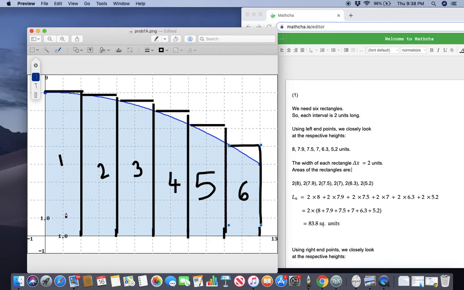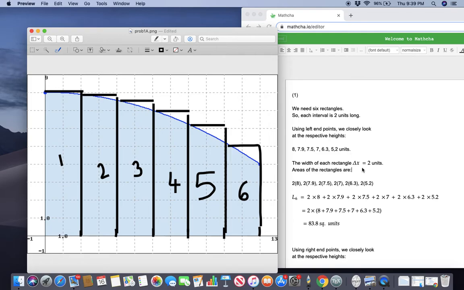So what's the area of each rectangle? Width is 2. What about the height? For the first one, height is 8. The second one, height is a little less, 7.9. Third one, it's even less, 7.5. Fourth one, height is 7. Fifth one, height is 6.3. You see, less than. And the last one has height a little more than 5. It doesn't show. It is a little more than 5, 5.2.